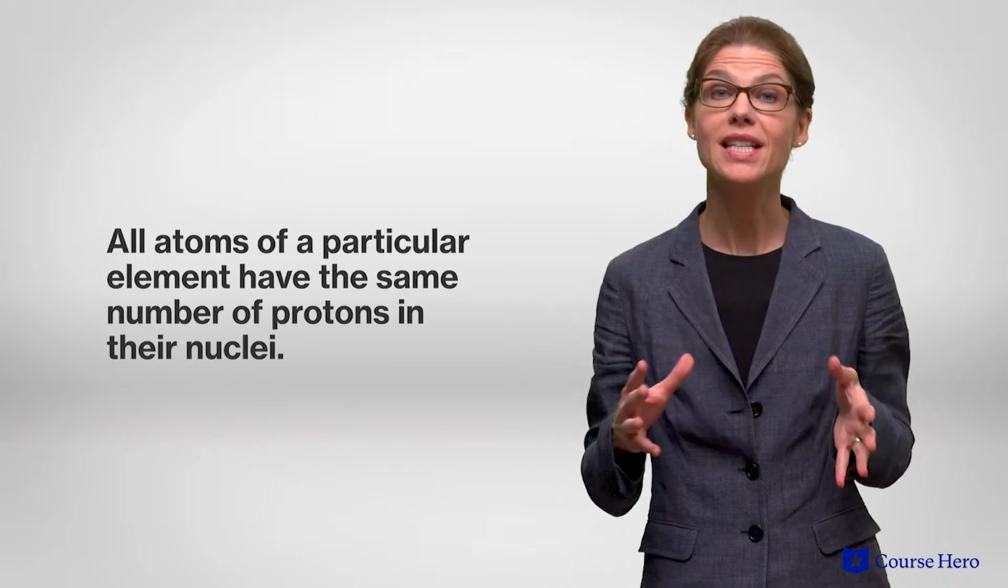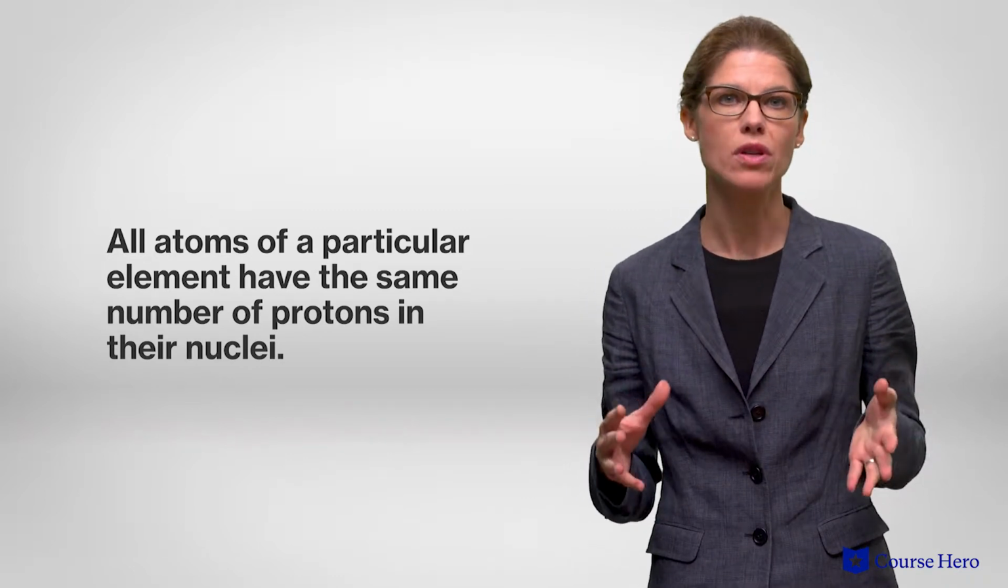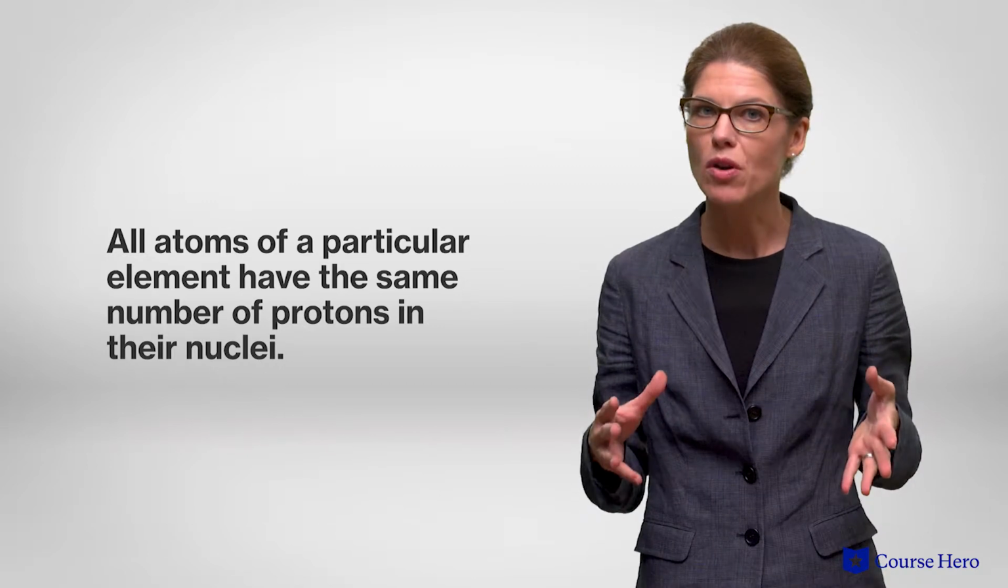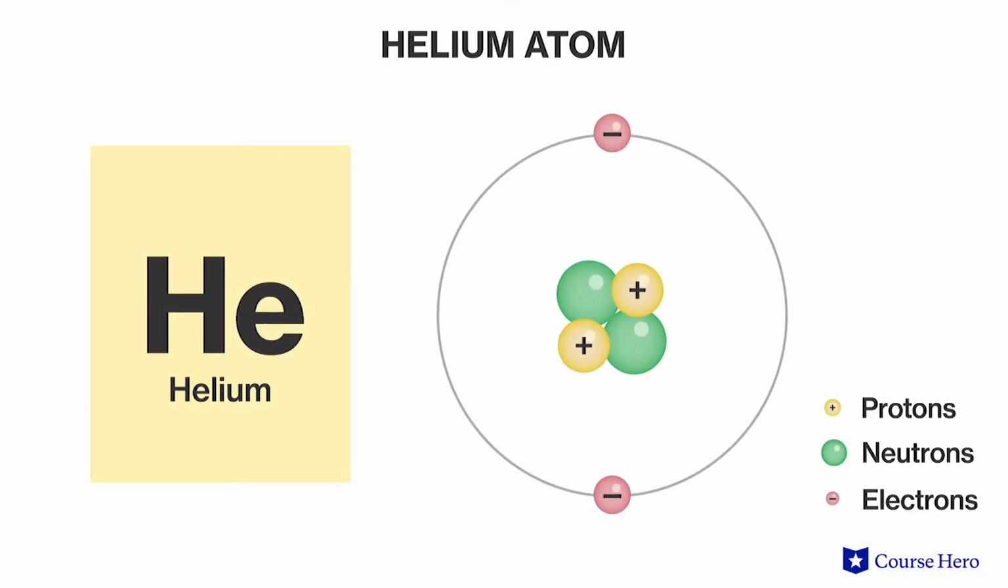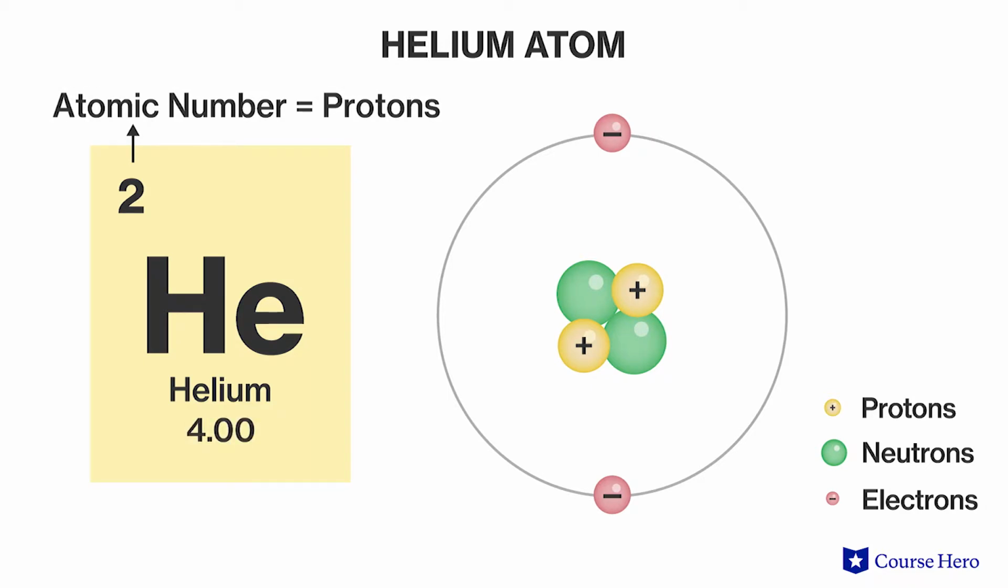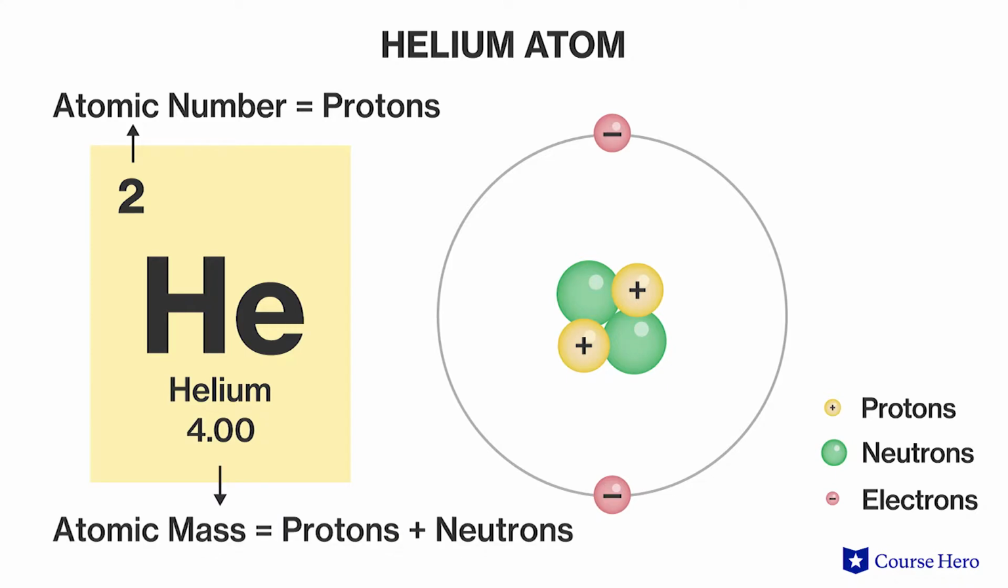All atoms of a particular element have the same number of protons in the nuclei. This number of protons, which is unique to that element, is called the atomic number. For example, helium's atomic number is 2, which tells us there are 2 protons in the nucleus of a helium atom. An atom's mass number is the value that is equal to the number of protons and neutrons in the nucleus of an atom. As mentioned earlier, electrons have a negligible mass, and so they don't contribute to the overall mass of an atom.